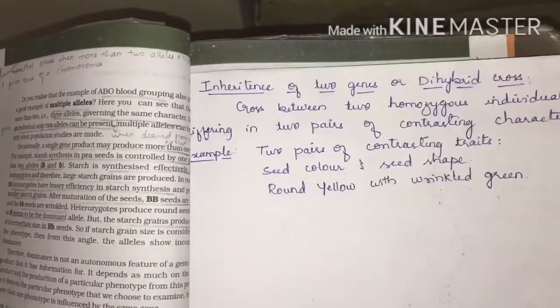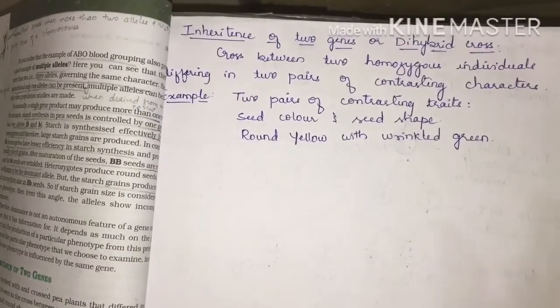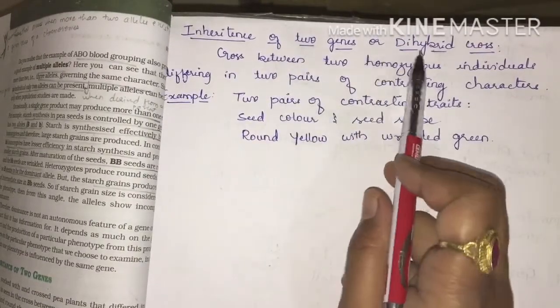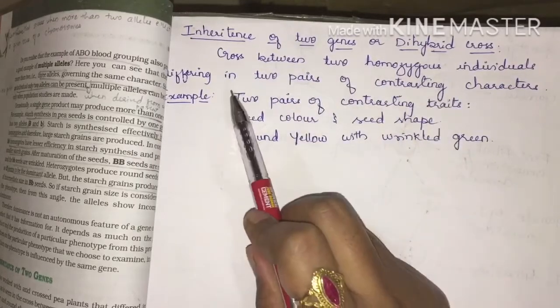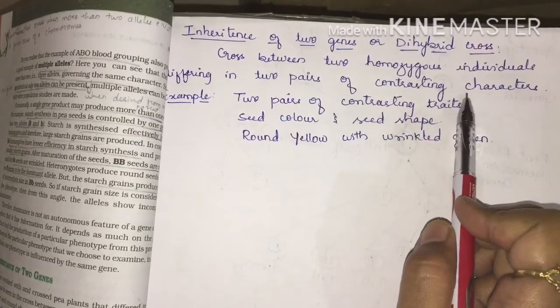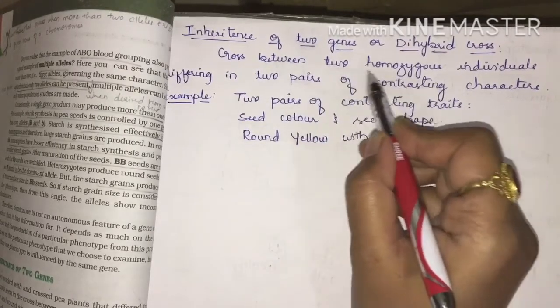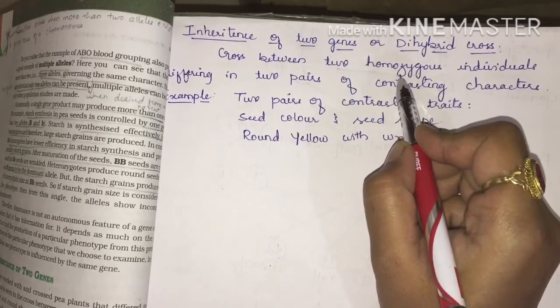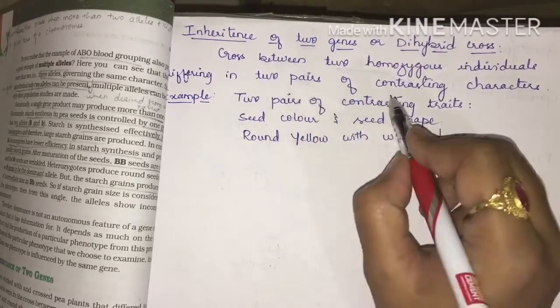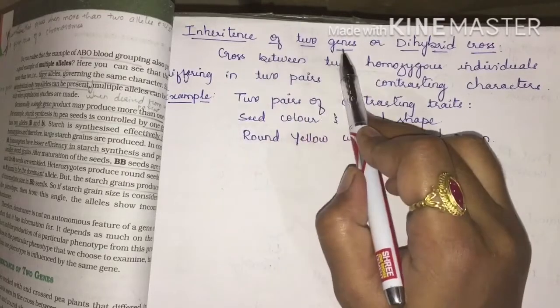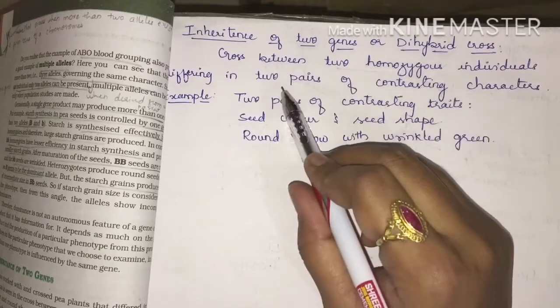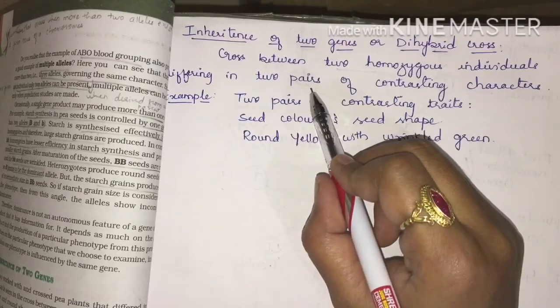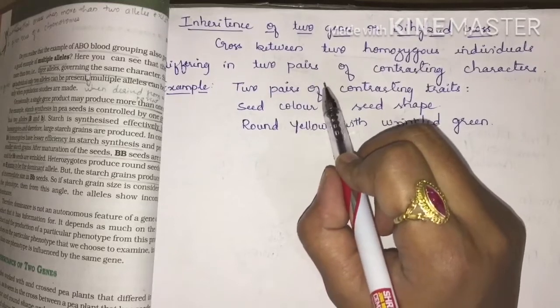About this dihybrid cross or inheritance of two genes, I have prepared a note. Inheritance of two genes, or dihybrid cross, is a cross between two homozygous individuals differing in two pairs of contrasting characters. It is not heterozygous, it is two homozygous individuals. Whereas in inheritance of one gene, we said it is a cross between homozygous individuals differing in one pair. Here it is two pairs of contrasting characters.